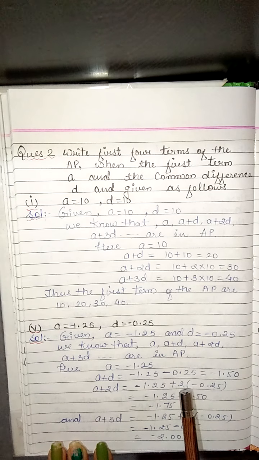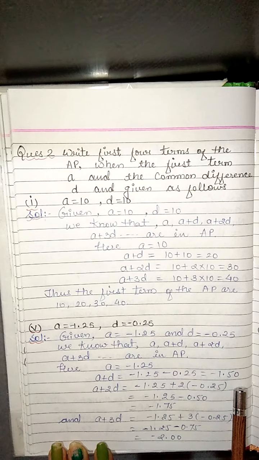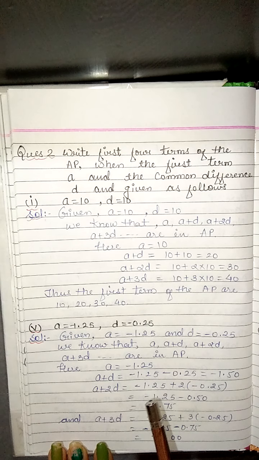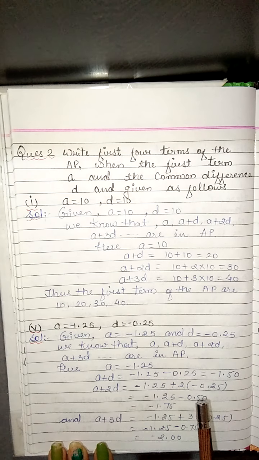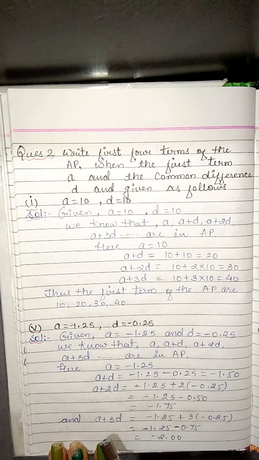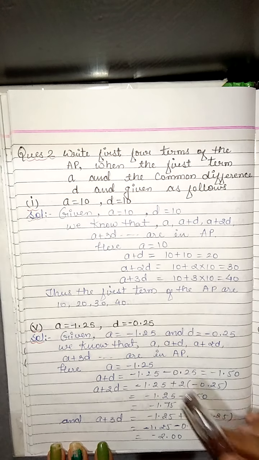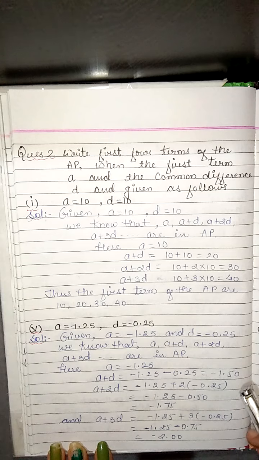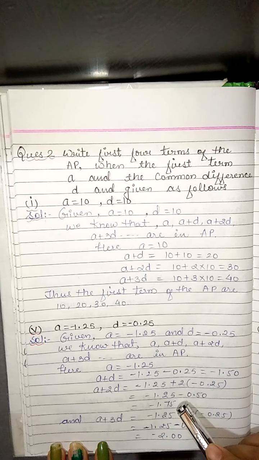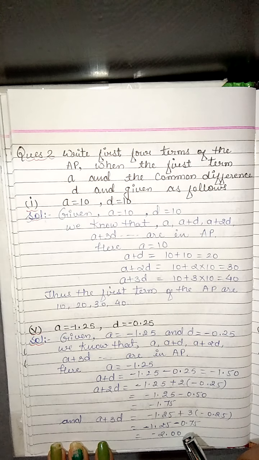A plus D is minus 1.25 plus minus 0.25, so plus minus will be minus, it will be minus 1.50. A plus 2D is minus 1.25 plus 2 into minus 0.25, then it will be minus 1.75, and similarly A plus 3D is minus 2.00. Thus the first four terms of the AP will be: first term minus 1.25, second term minus 1.50, third term minus 1.75 and fourth term minus 2.00.